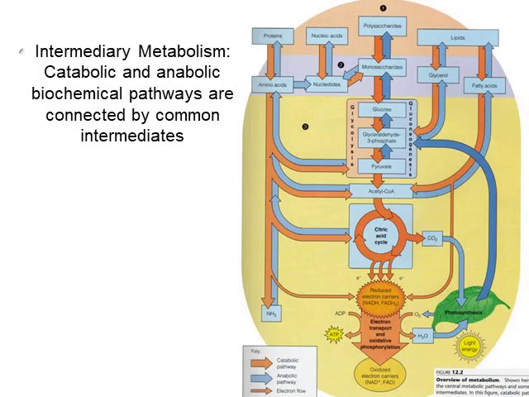breaking down reactions, or pathways, are linked to anabolic, or building up reactions, or pathways, via intermediates that are common to both. In this diagram, we see intermediates linking the catabolism and anabolism of the four classes of biomolecules that make up living cells: proteins, nucleic acids, carbohydrates, and lipids. Running down the middle of this diagram is cellular respiration.